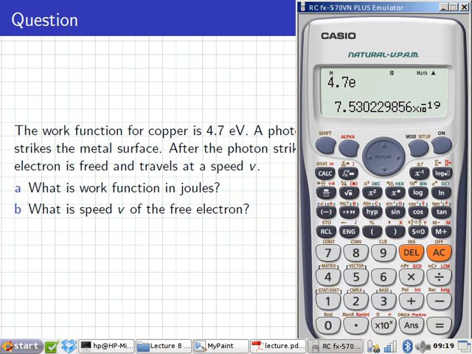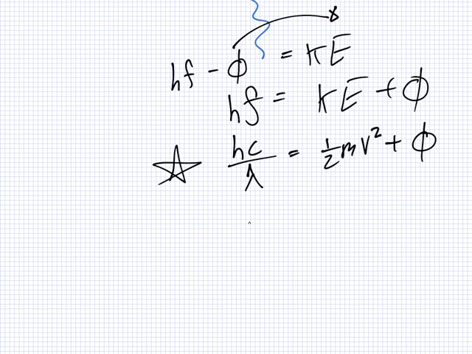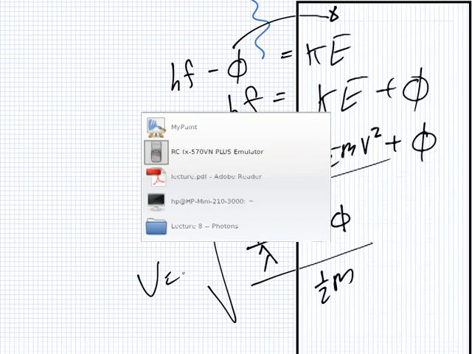Come on, guys. And the next one is what's the v? So yes, I can use the formula here to get the v. If I just do hc over lambda minus the work function, over a half m, square root. That's going to be the v. So let's do that.